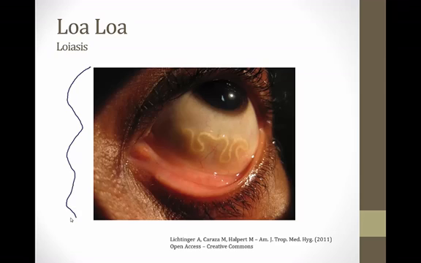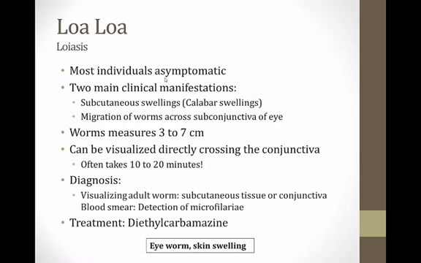Very creepy and nasty. So most people with loiasis are asymptomatic, but the two main clinical manifestations are subcutaneous swellings. These are called Calabar swellings, named for a place in Nigeria where they're common. And then, of course, the migration of the worms across the subconjunctiva of the eye can cause eye symptoms.